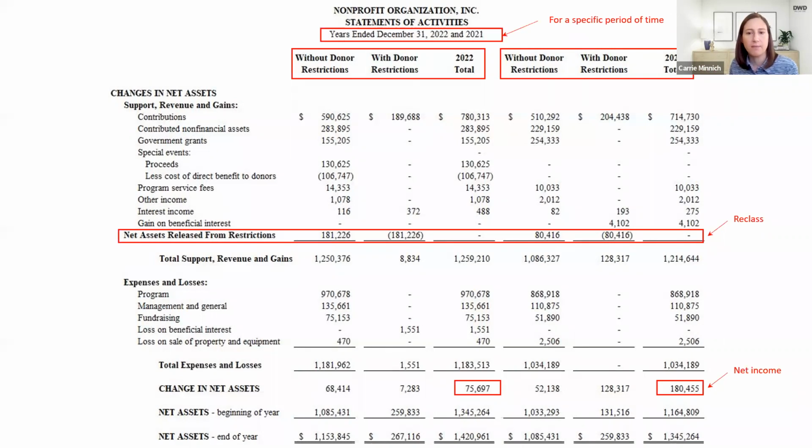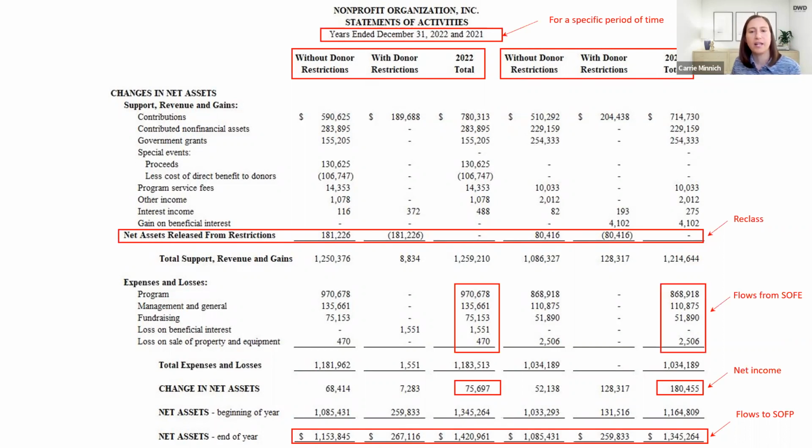And again, these statements, they tie to the other statements. Your net assets at the end of the year, they flow into that statement of financial position that we just looked at. And your expenses are going to flow into the statement of functional expense that we'll look at next.